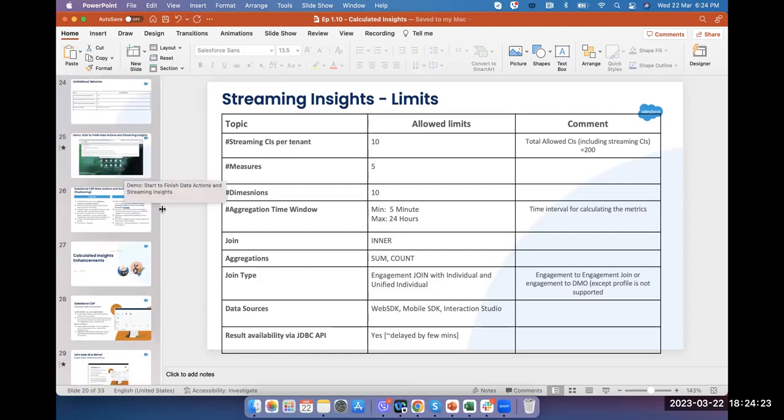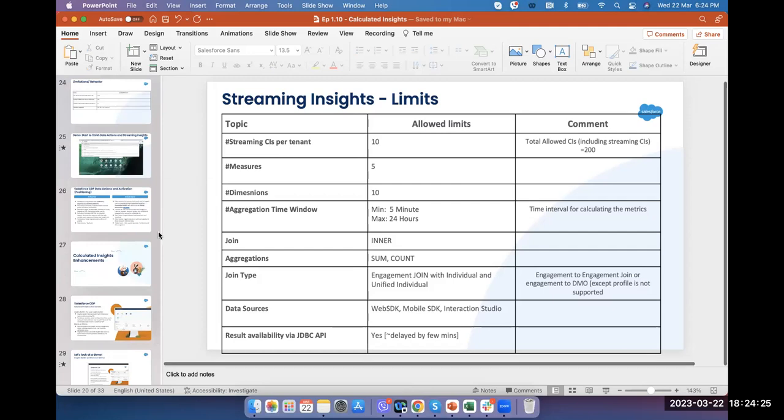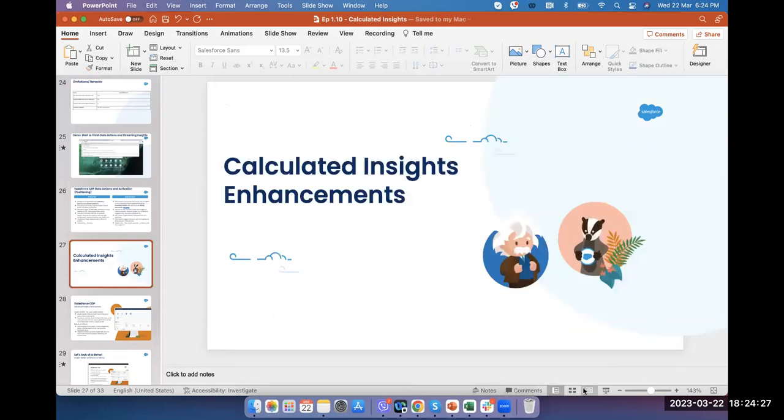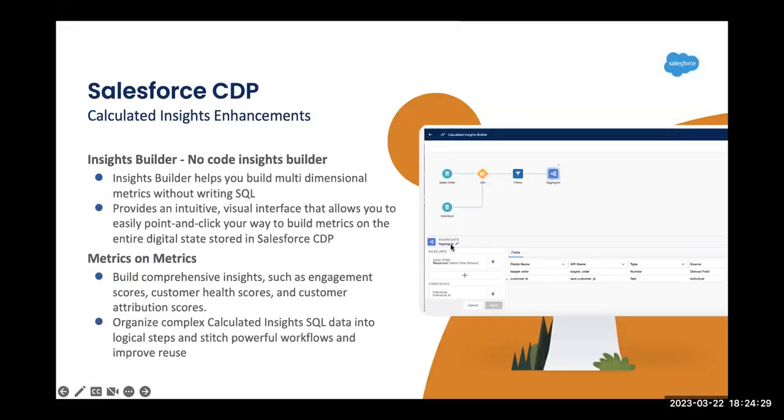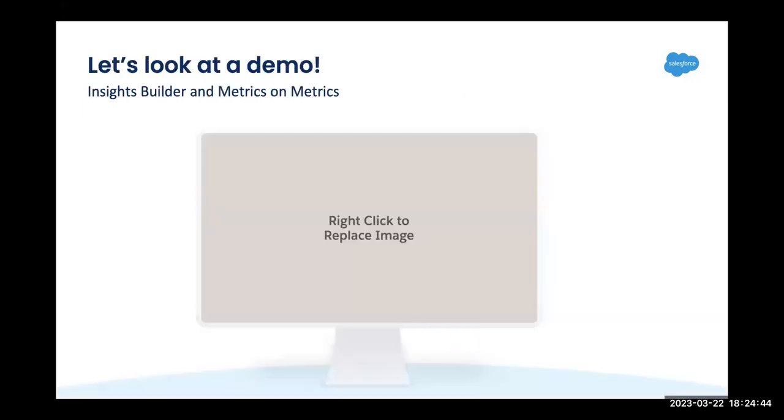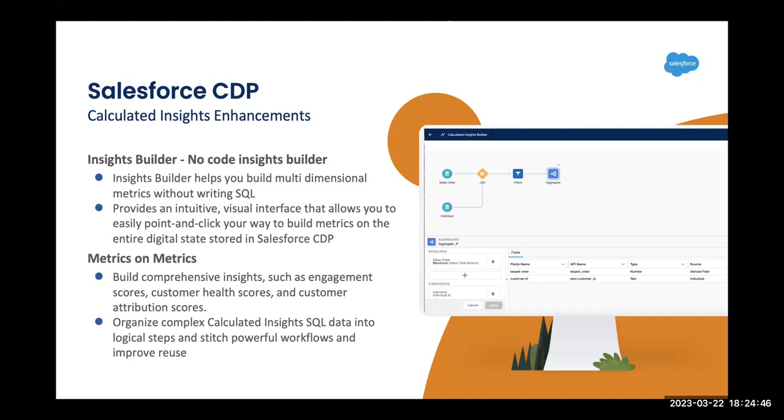So I have something to showcase on the enhancements, especially the ones recently happening with CI, the calculated insights. As I've told, we have a no-code insight builder. You can just leverage the calculated insights builder, so you can do plenty of stuff for non-developers or non-query operators. At the same time, you have different enhancements created for metrics on metrics.